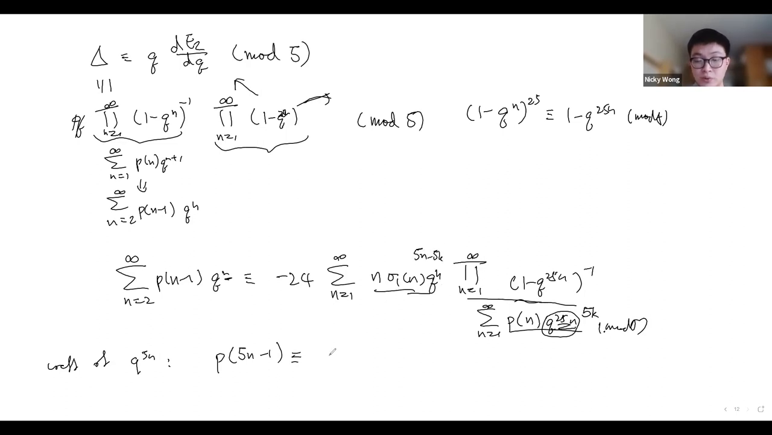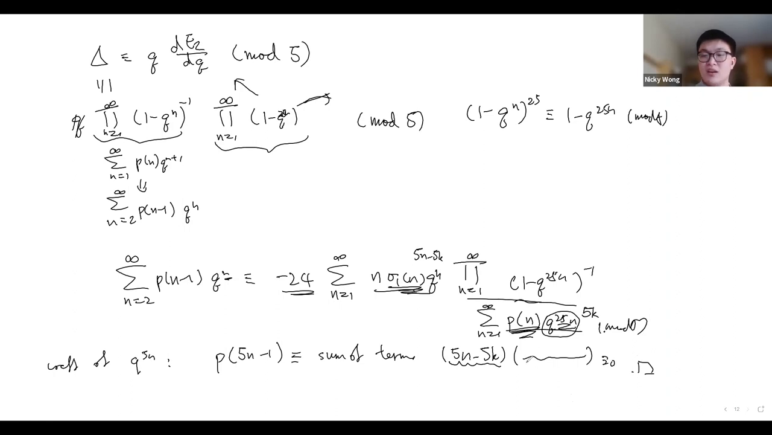So on the right-hand side, we get a sum of terms in the form 5n minus 5k times some integer. We don't really care that this is an integer, this is an integer, everything is an integer. But we've got a copy of 5 here. So that's congruent to 0 mod 5. And that's the end of the proof.